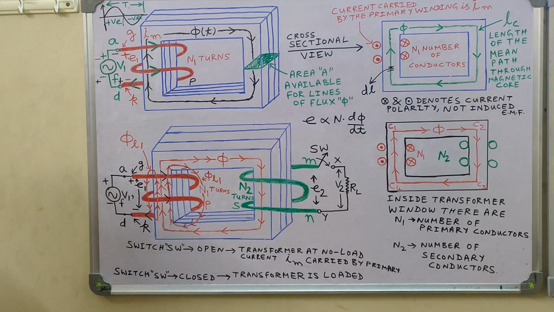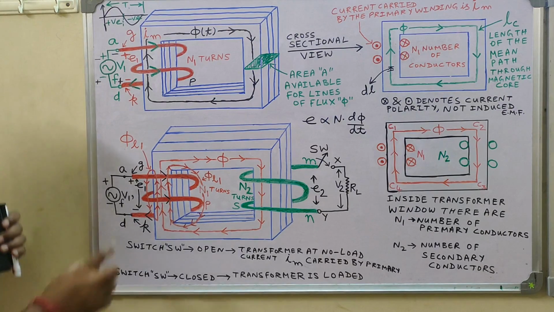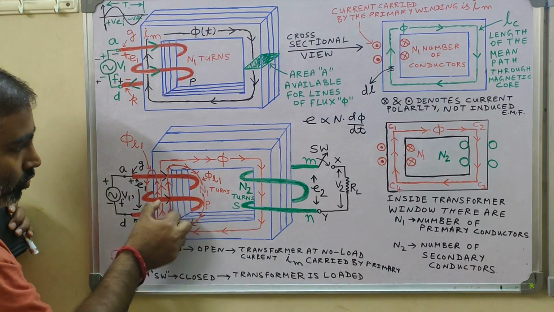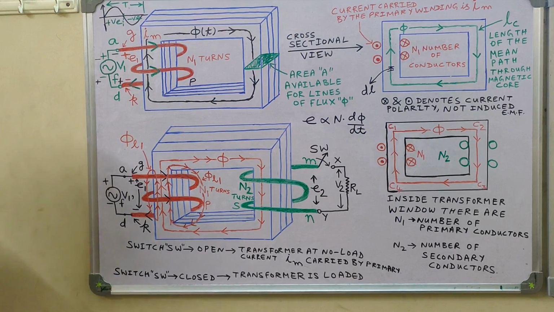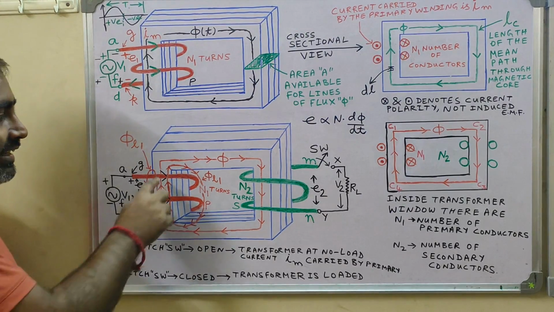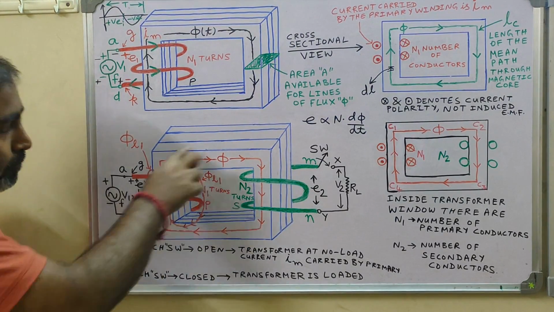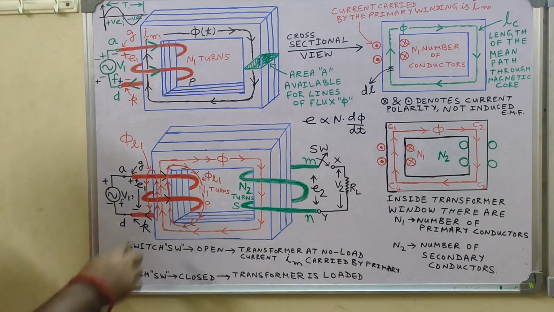This is what is desirable. It is desirable that all the magnetic lines of flux should be confined in the transformer magnetic core. So whichever lines of flux are not following this intended or desired path will be termed as leakage flux.